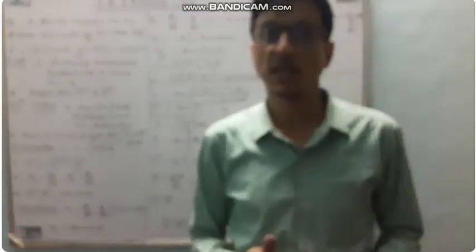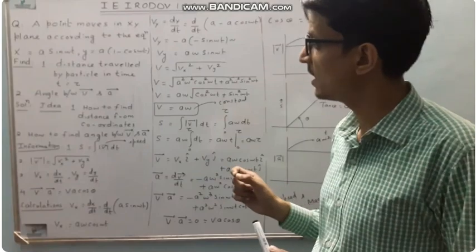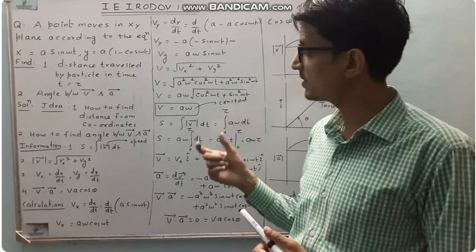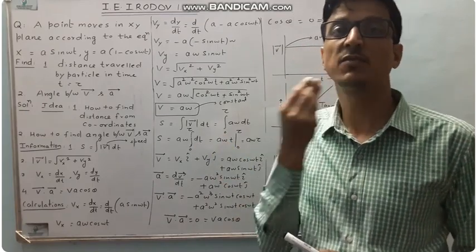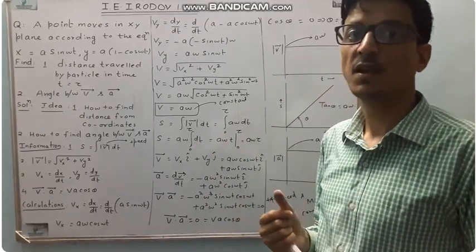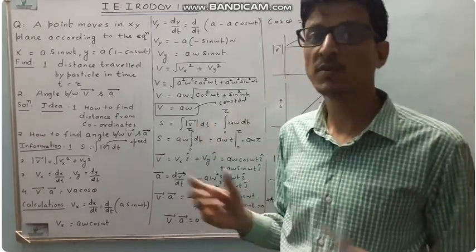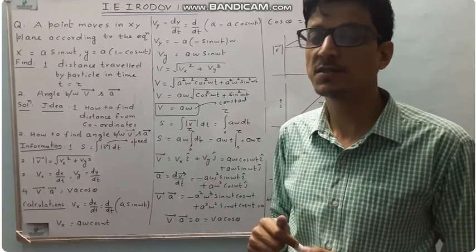Now let's think for the ideas. The first idea is how to find distance from the coordinates. And the second is how to find the angle between velocity and acceleration. So let's look for the information, that do we have some information in our mind related to the ideas.